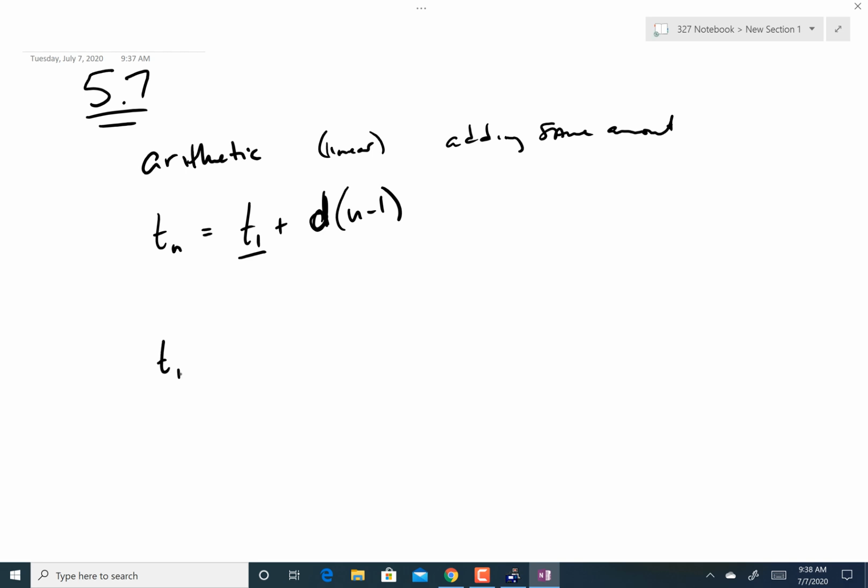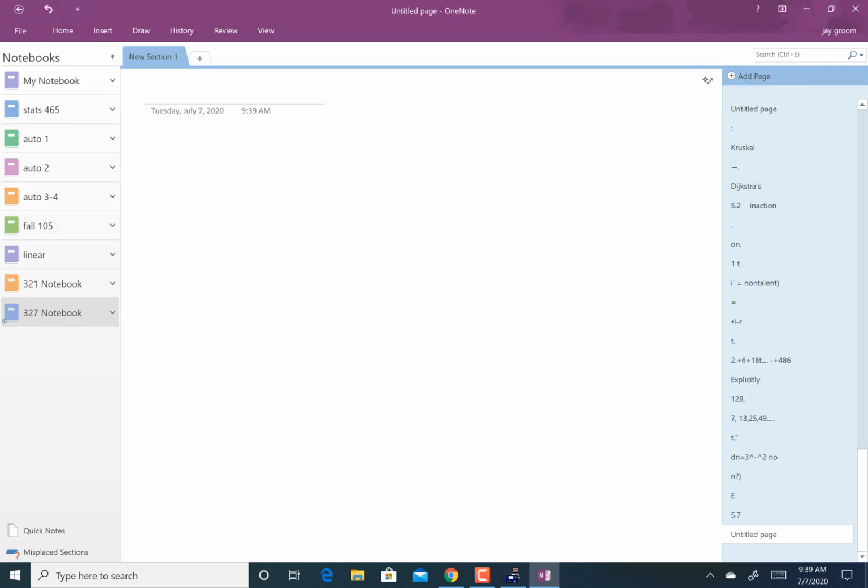Now, obviously, in explicit and recursive format, you need to tell me what T1 is, and then the nth term is going to be the previous term plus the common difference. This goes hand in hand. Again, it's recursion. And up here, of course, this is explicit. So let's do a couple of those maybe.